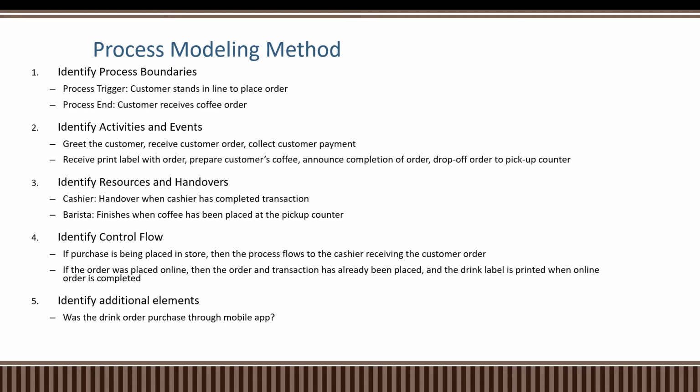The process boundaries are the beginning and the end points of the process. So the process trigger is the customer stands in line to place the order, and the process end is the customer receives their coffee order.